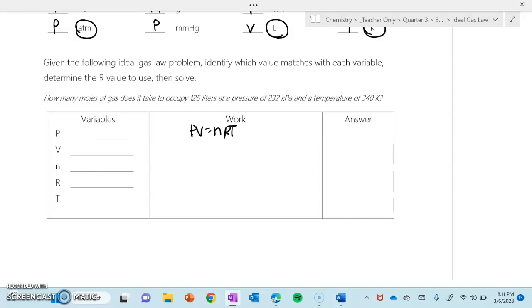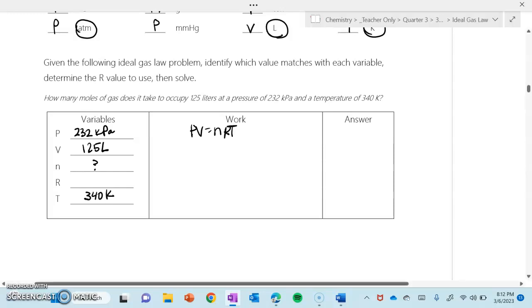It says, given the gas law problem, identify which value matches each variable, determine the R value to use, and then solve. So the question says how many moles, so that's going to be amount that we're finding, does it take to occupy 125 liters volume at a pressure of 232 kPa and a temperature of 340 Kelvin. All right, so we got all of our units.